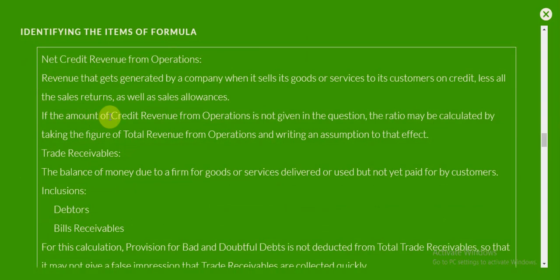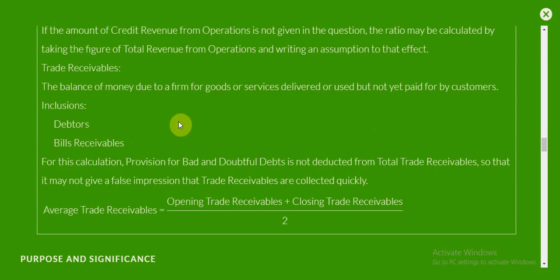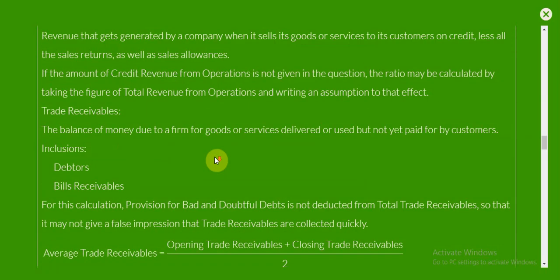So in the question, friends, if the amount of credit revenue is not given, we can take the total revenue from operations as the credit revenue. We will just have to write an assumption to that effect. We will have to write that because credit revenue is not given separately, we will assume that the total revenue is from credit sales. Next item is the trade receivables.